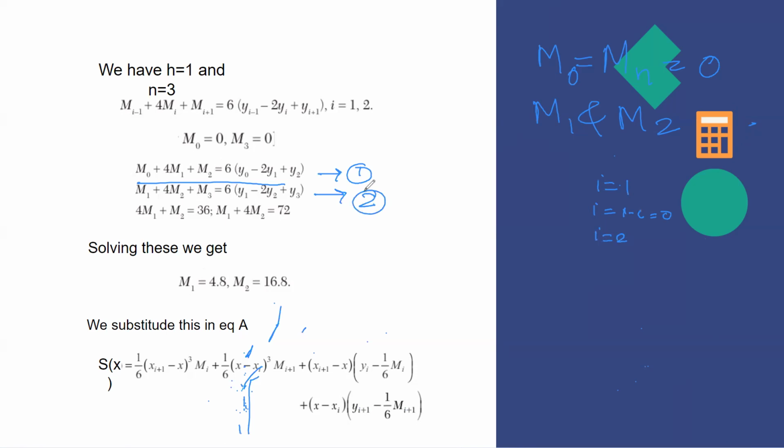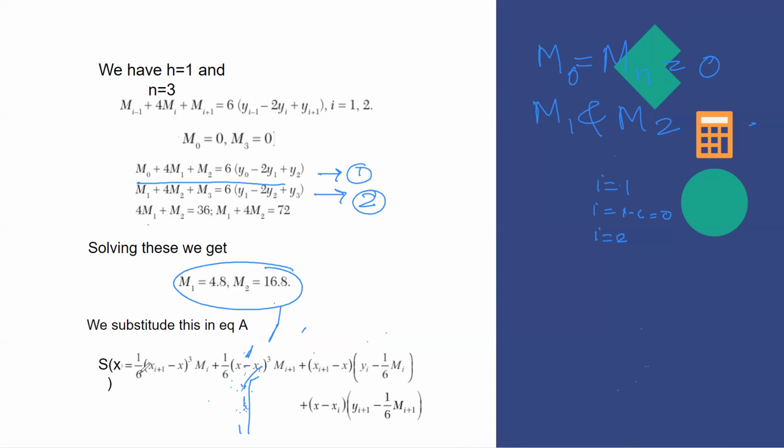So we are solving these two equations, 1 and 2, and we get 4m1 plus m2 is equal to 36 and m1 plus 4m2 is equal to 72. Lots of calculations, so I just write the values of m1 and m2. Any doubt? No? Okay. So we get the values of m1 and m2 as 4.8 and 16.8. So we put these two values in this equation.